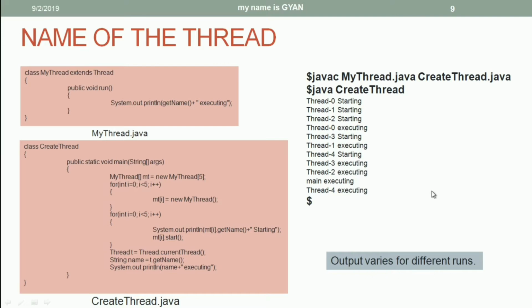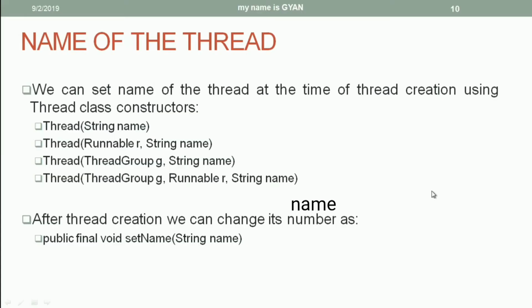We talked a lot about creating multiple threads in a Java program. But can we give a user-defined name to all those multiple executing threads? Yes, we can do that. We can set the name of the thread at the time of thread creation using Thread class constructors. These are the four constructors using which we can set the name of the thread. We will use all these constructors in various other videos of this session. Even after thread creation, we can change its name by using the method setName.